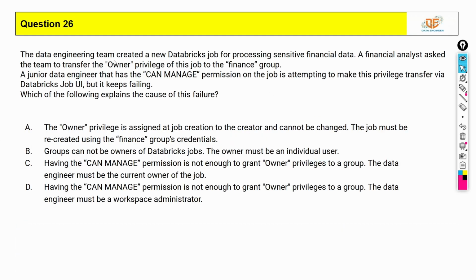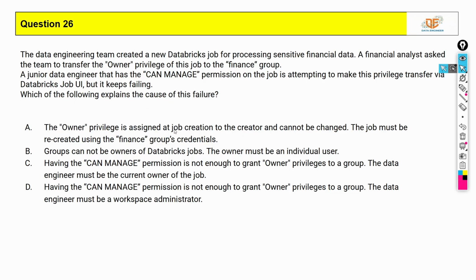A data engineering team created a new Databricks job for processing sensitive financial data. The financial analyst asked the team to transfer the owner privilege of the job to the finance group. A junior data engineer with Can Manage permission on the job is attempting to fully transfer the Databricks job, but it's still failing. The reason is, so here is the scenario.